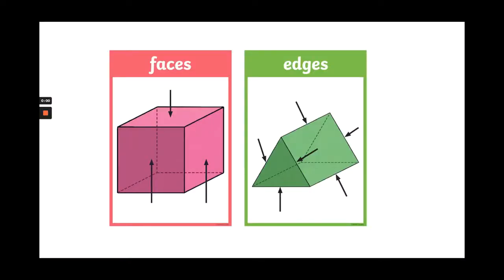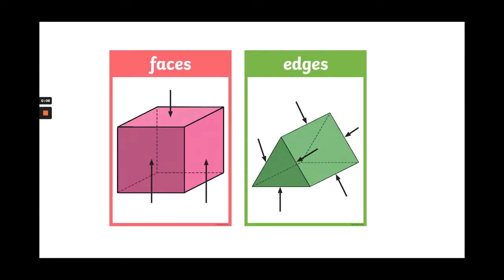Everyone, today we're going to learn a little bit more about 3D shapes. We're going to be looking at their properties. So there are some special words that we need to learn first. Okay, so the first two words we're going to look at are the word faces and edges.